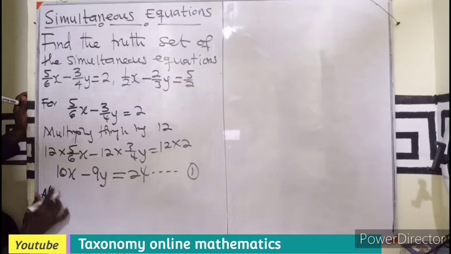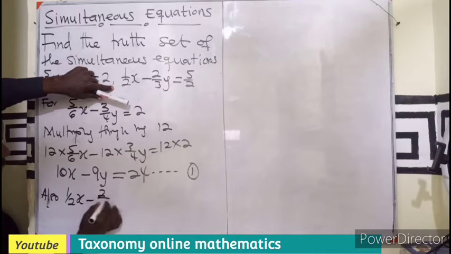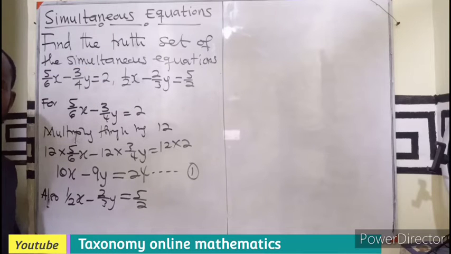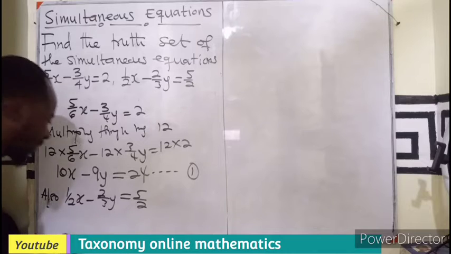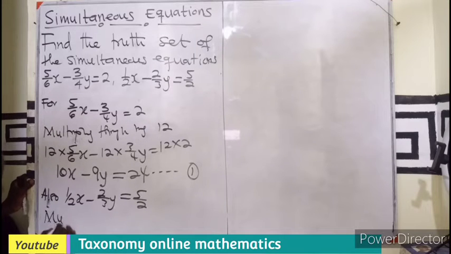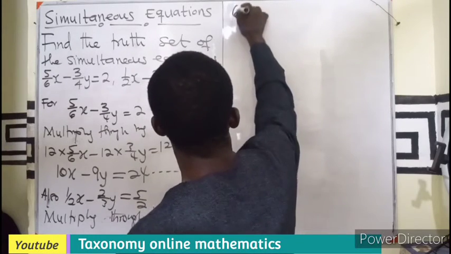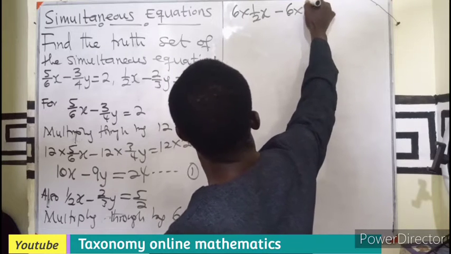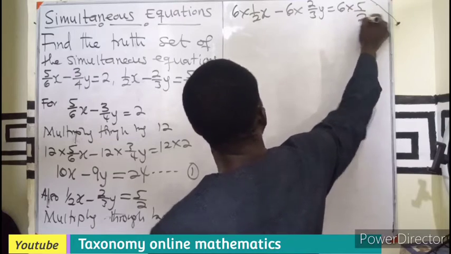And also, if I take the second one, which is going to be 1 over 2 x minus 2 over 3 y equals 5 over 2. What will be the LCM? We have 2, 3, 2, so that will be 6. So we multiply by 6. This is going to be 6 times 1 over 2 x, 6 times 2 over 3 y, 6 times 5 over 2.